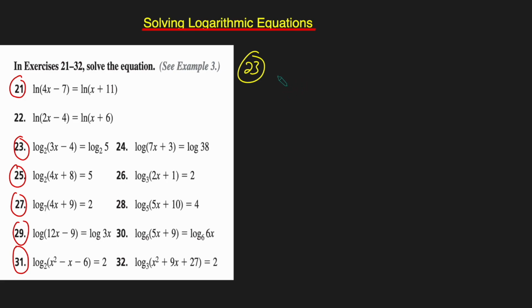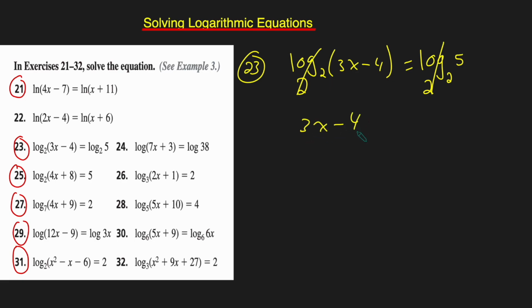Problem number 23. We have log base 2 of 3x minus 4 equals log base 2 of 5. Again, we could raise this to the 2 and to the 2, this cancels, or we could just equate them since they are to the same base. 3x minus 4 equal to 5, plus 4, plus 4. 3x equals 9. I divide by 3, and x equals 3.